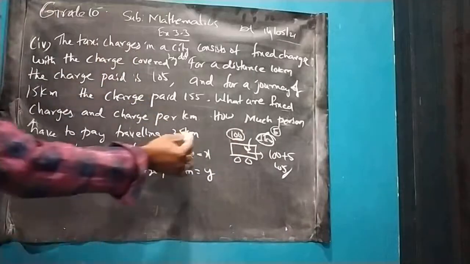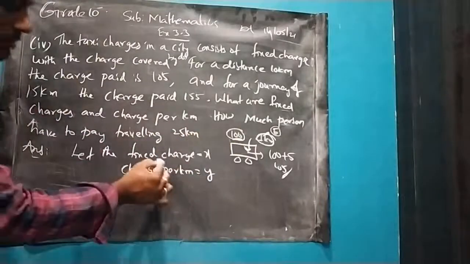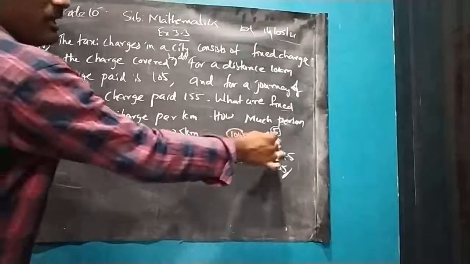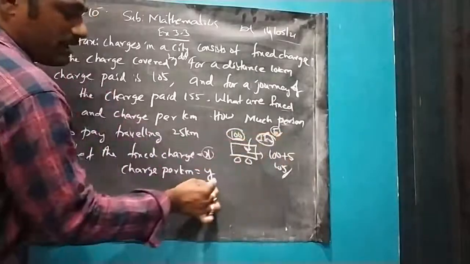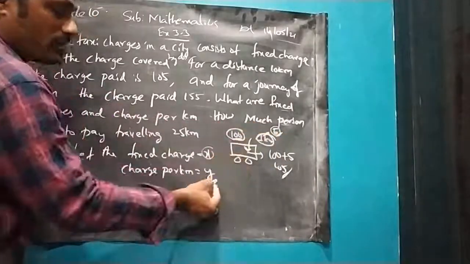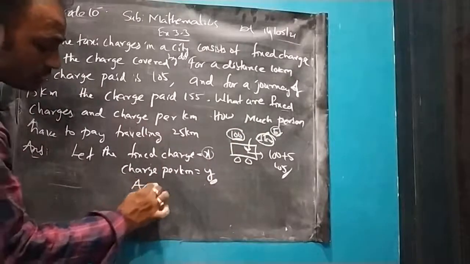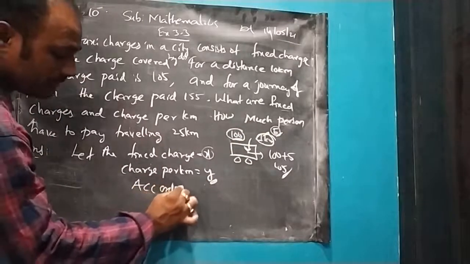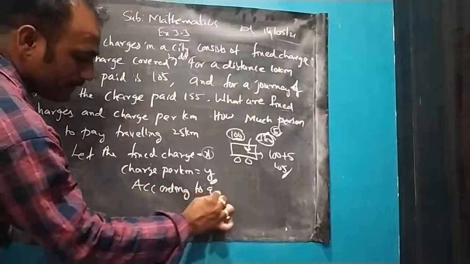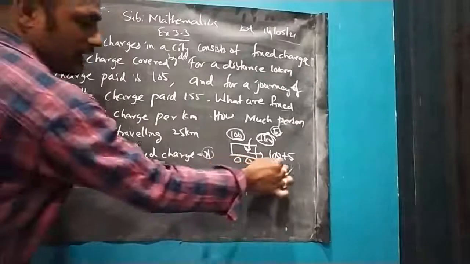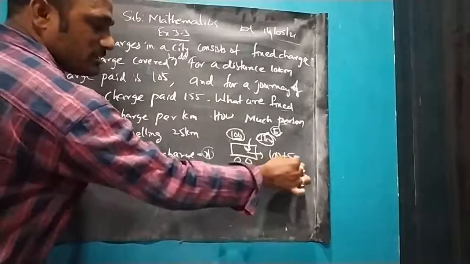So definitely they are going to take the fixed charge. We don't know what is the value. That's why I am assuming the fixed charge as X. Next, they will be taking here, I am taking it as 5 rupees, for example, but I don't know what is the value actually. For that reason, we are taking it as Y. Now, according to the question, definitely here they are going to add these fixed charges and charges per kilometer.